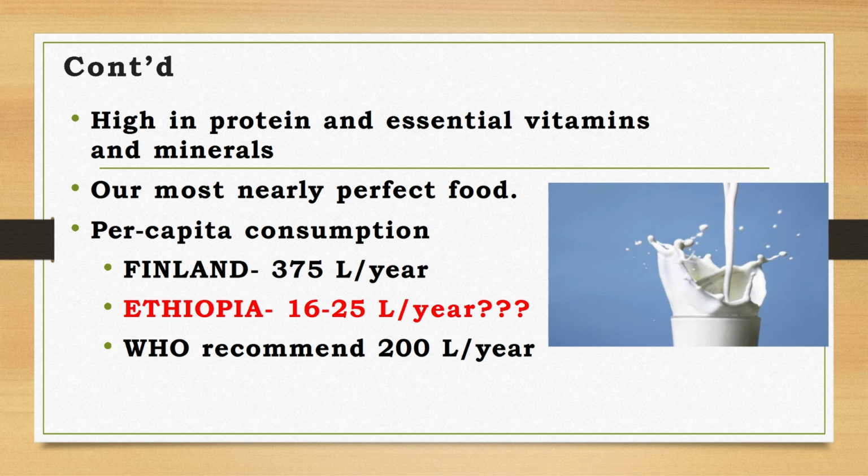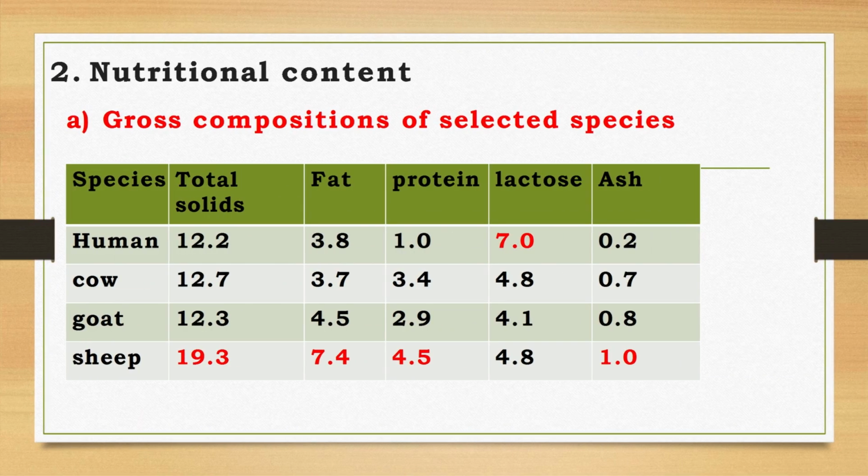Now let's look at the nutritional content in more detail. First, let's examine the gross compositions of milk from different species. Here is a table for comparison. For human milk, total solids are 12.2%. Fat is 3.8%. Protein is 1.0%. Lactose is 7.0%. And ash is 0.2%. For cow's milk, total solids are 12.7%. Fat is 3.7%. Protein is 3.4%. Lactose is 4.8%. And ash is 0.7%.